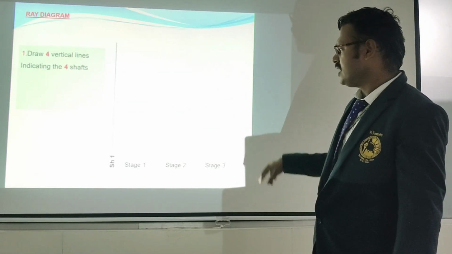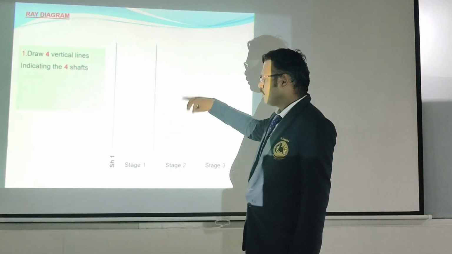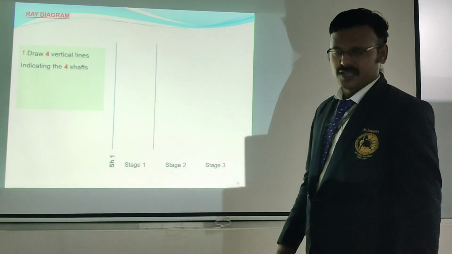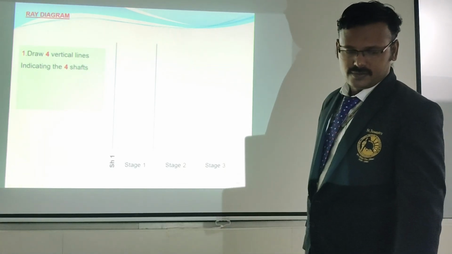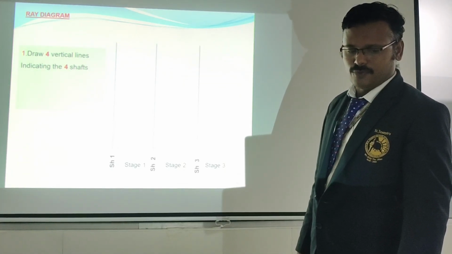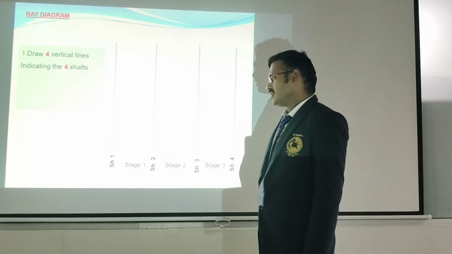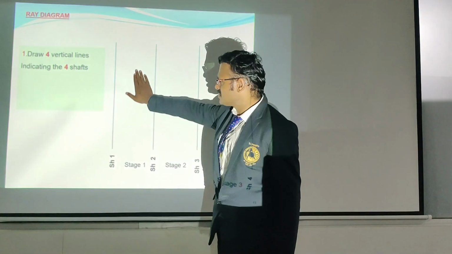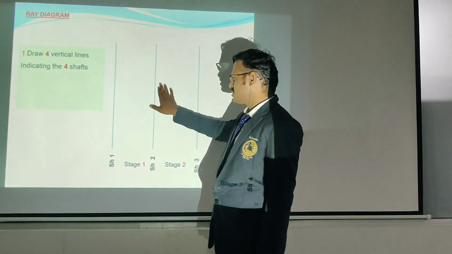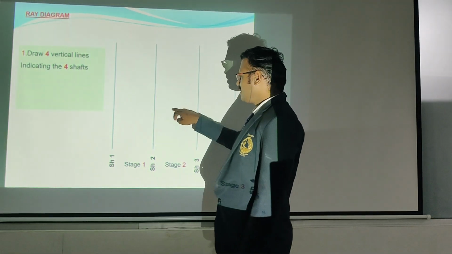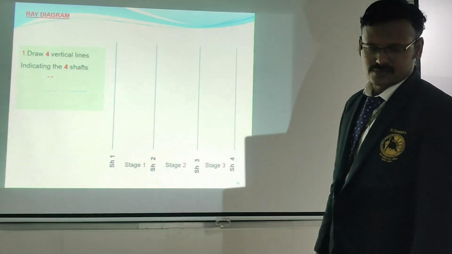So now we have 3 stages. For 3 stages, we need to draw 4 vertical lines. If it is 2 stages, we need to draw 3 lines. If it is 3 stages, we need to draw 4 lines. 4 vertical lines I have drawn. Each vertical line represents the shafts. So it is the first stage, second stage, and third stage. If it is 3 stages, we need to draw 4 vertical lines. This vertical line represents the shafts.